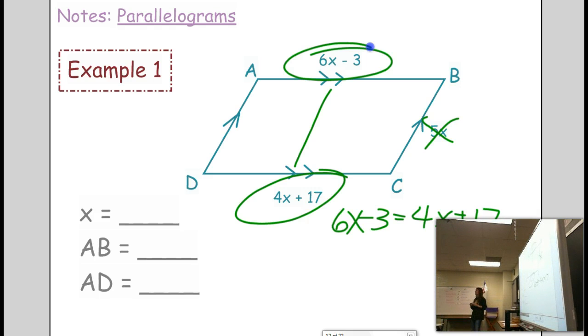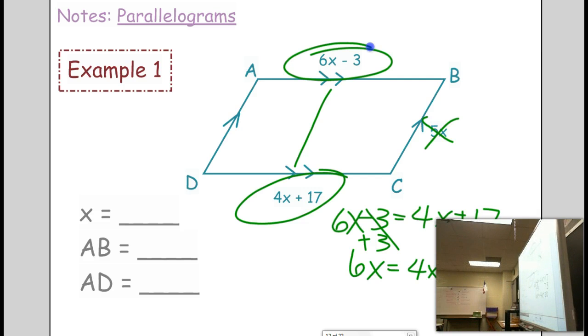Have you solved for x yet? What do you do first to solve for x? Okay, what's the opposite of minus 3? Plus 3. 17 plus 3. 17 plus 3. 18, 19, 20. Go get your calculator.